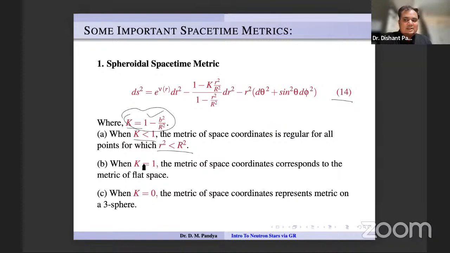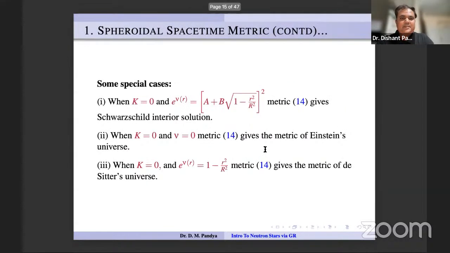Similarly, when k is equal to 1, the metric corresponds to the flat space-time, and when k is equal to 0, you have metrics which represent basically a 3-sphere. So these are the classifications of this spheroidal space-time metric.